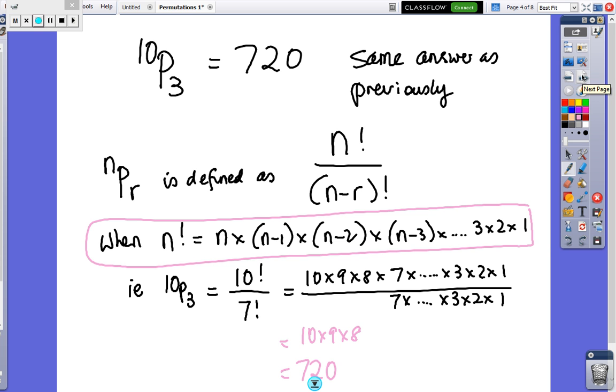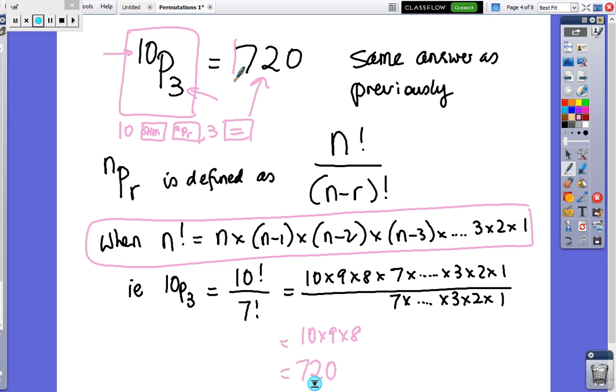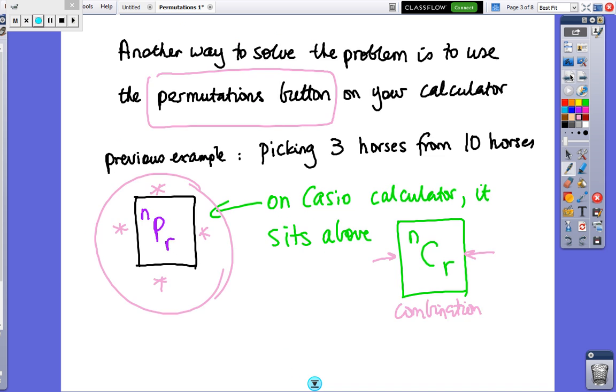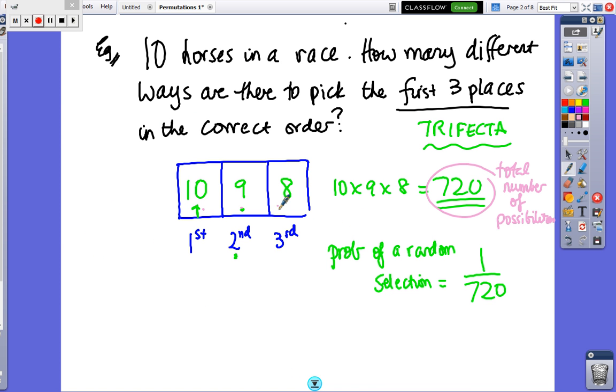In that 10 horse and 3 places example, we've got 10 horses and we want to pick 3 in a particular order. So you press 10, then you press shift and then nPr, then you put 3, then you press equals, and you get your 720 straight away. But I do like the box approach. This box approach of putting numbers in boxes makes sense to a lot of kids as well, so I'll keep going backwards and forwards between the 2 techniques.